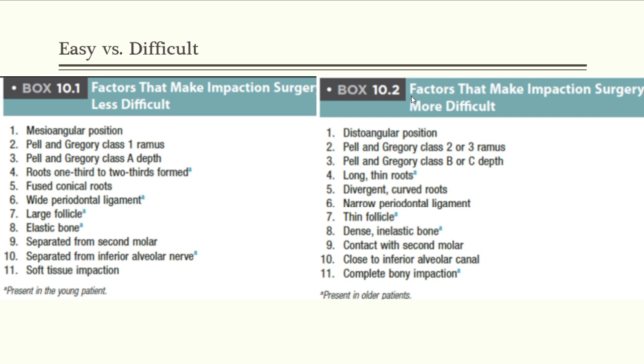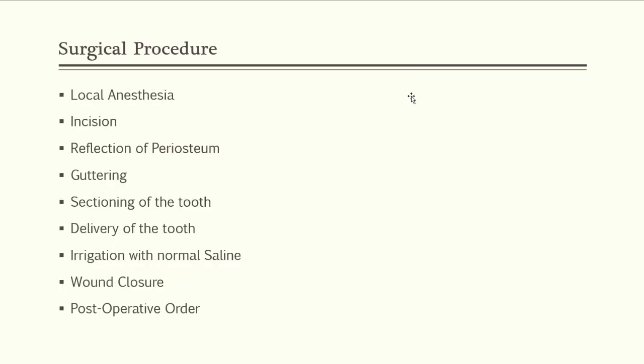The difficult: distoangular, class 2 or 3, B or C Pell and Gregory, thin follicle, narrow periodontal ligament, old patient, and so on. Now the surgical procedure: we give local anesthesia, incision, reflection of the periosteum, we do guttering, sectioning of the tooth, delivery, irrigation with normal saline, wound closure, and the post-operative order.